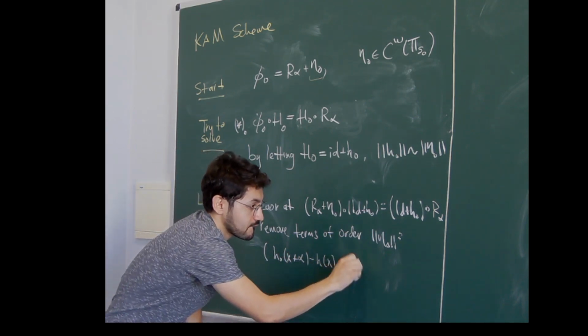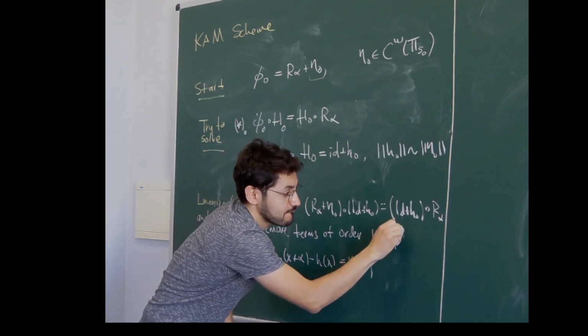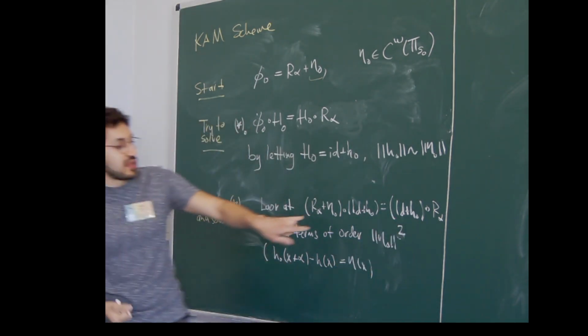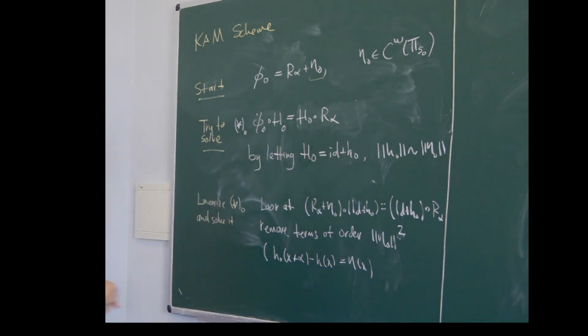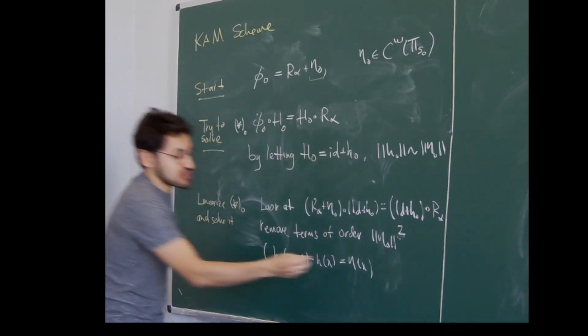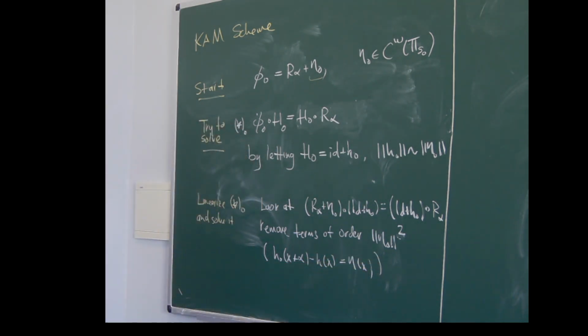The order is norm squared? Yes, norm squared. So everything like squaring the norm of these two. It turns out that it reduces to something like this, that we will see how to solve.